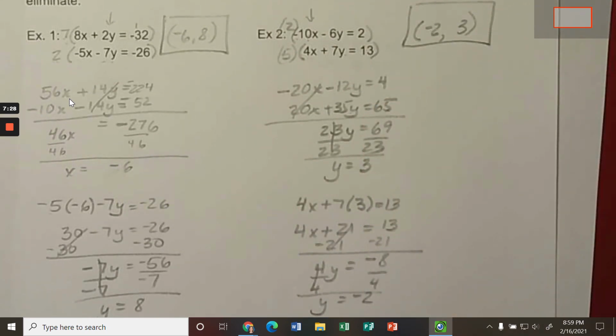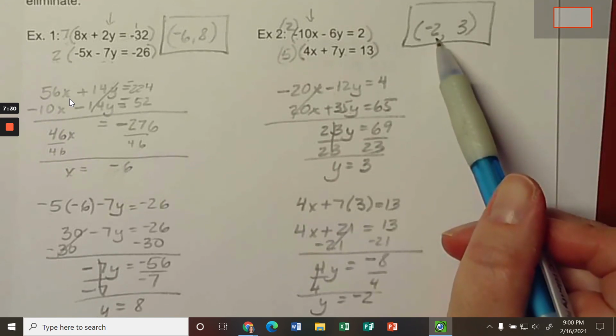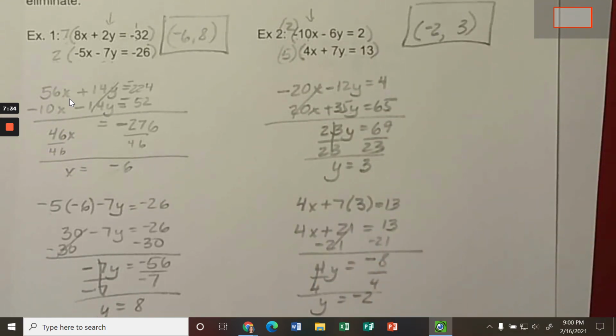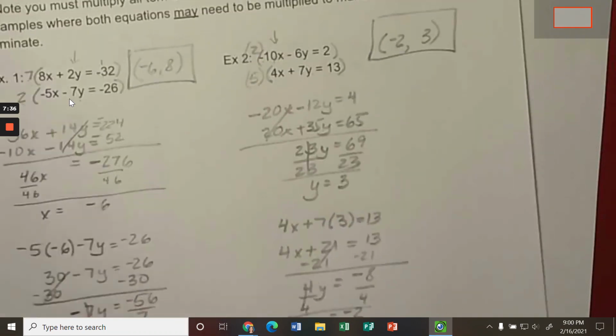And again, we would check that by substituting in negative 2 for x and 3 for y, and we would do that in both of the equations to check for accuracy and make sure it makes both equations true.